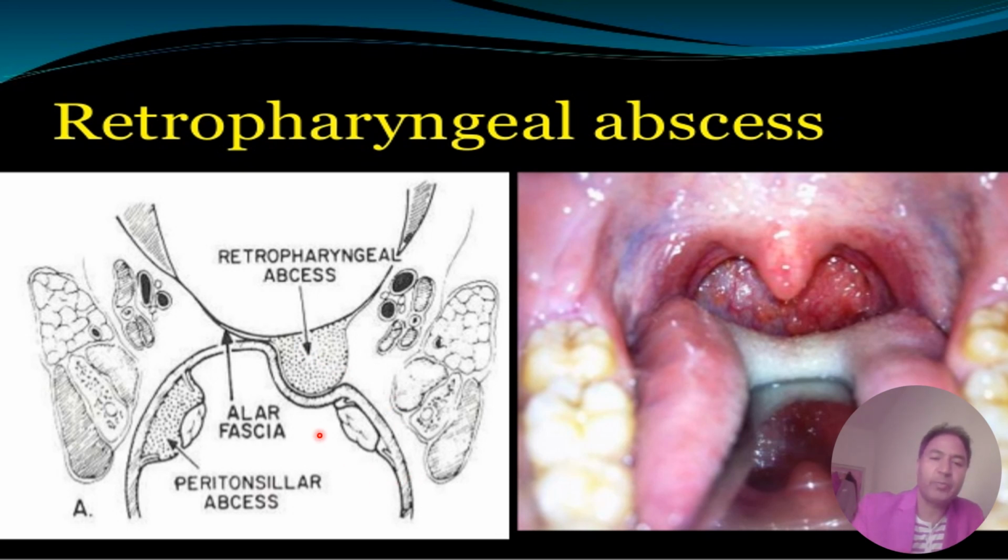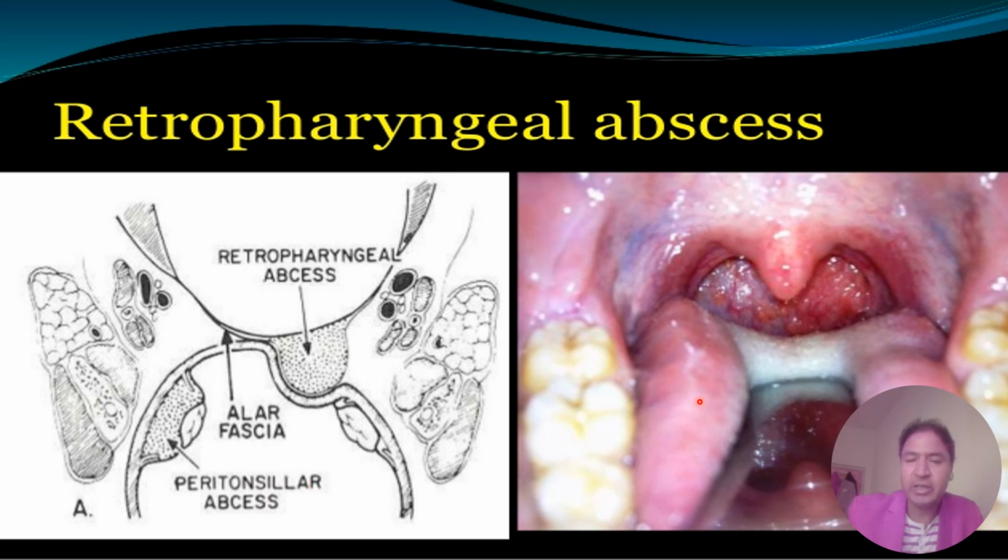This is the picture. Before this, we had pictures which were upside down. Now this is the picture which is upside down. Okay, ramus of mandible, and this is medial pterygoid, this is masseter, this is parotid gland. That is how he has given it, retropharyngeal abscess.